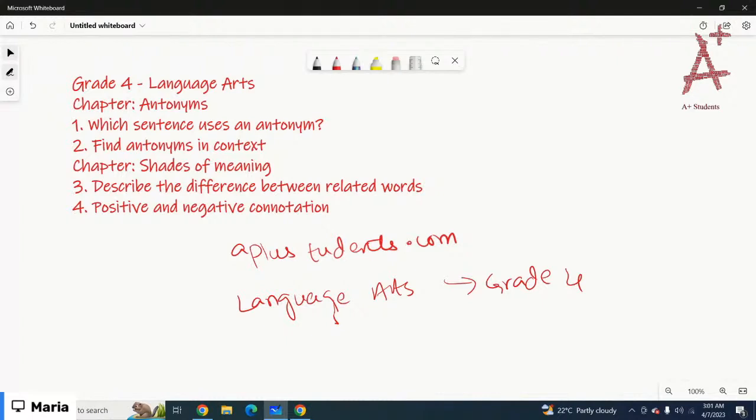We're going to start with the chapter antonyms. The lessons we're going to cover are which sentence uses an antonym, find antonym in context. Then we start a new chapter that would be shades of meaning, and the lessons are describe the difference between related words, positive and negative connotations. Got it? Let's just start with the first lesson that is from the chapter antonyms.